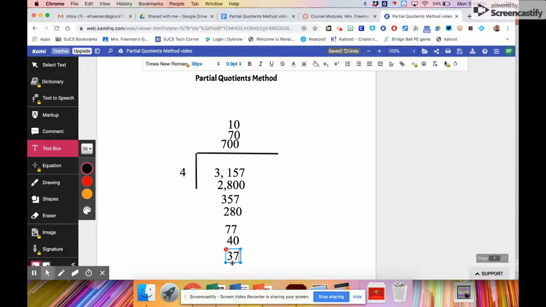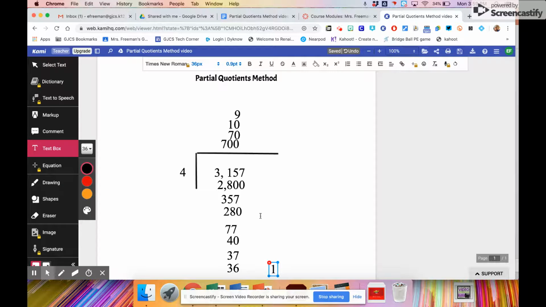And then it starts over again. What can I take times 4 to get close to 37? And hopefully students are starting to recognize and use their math facts. 4 times 9 is 36. So then I would take 37 minus 36 and get my remainder, which I'm going to put over here just because I'm running out of room, which is 1. I've been having the students circle the remainder just so that they don't forget about it.